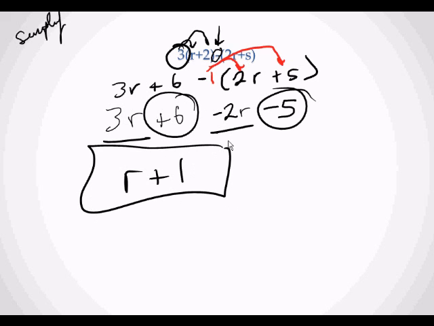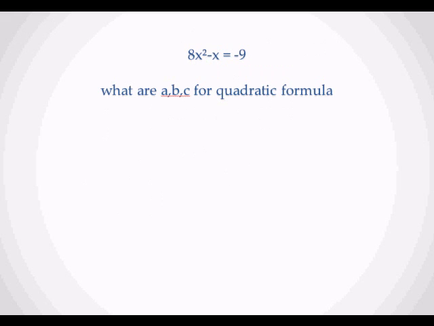Now we combine like terms. 3r minus 2r is 1r. 6 minus 5 is a positive 1. And we are done. We have simplified. We multiplied, we combined like terms, and there's nothing else. We're not solving for x or r or anything. There's no equal sign, equal to 0 here. So it's just simplifying. Just doing the math and then ending it.